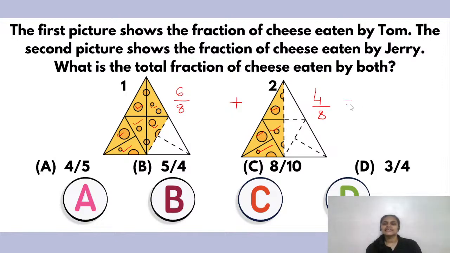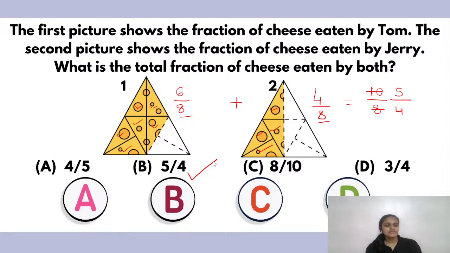Since they are like fractions, the denominators are the same. We have 10 upon 8. And once we reduce, 2 fives are 10 and 2 fours are 8. So my final answer is answer B, 5 upon 4.